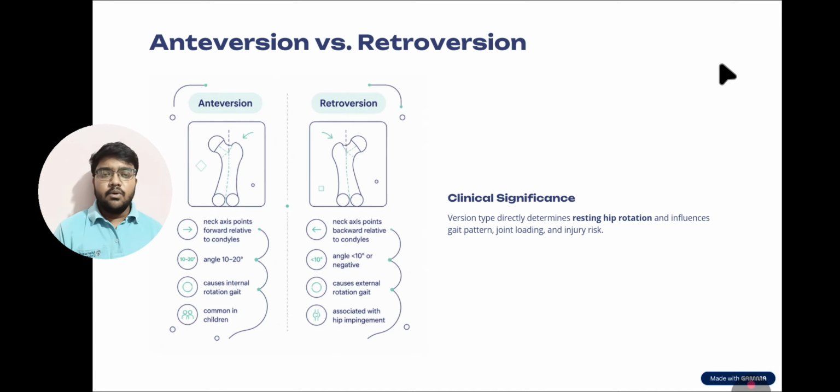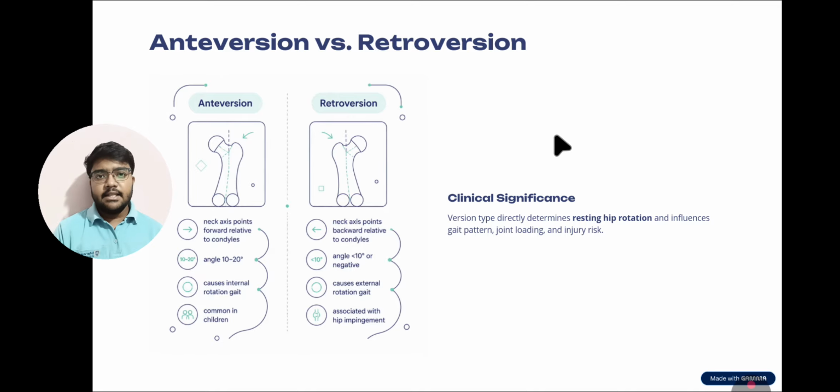Now, what are anteversion and retroversion? In anteversion, the axis of the neck points forward relative to the condyles, angled at 10 to 20 degrees, and causes internal rotation of gait, common in children. Now, what is retroversion? The neck axis points backward relative to the condyles, and the angle is less than 10 or negative, causing external rotation of gait, associated with hip management.